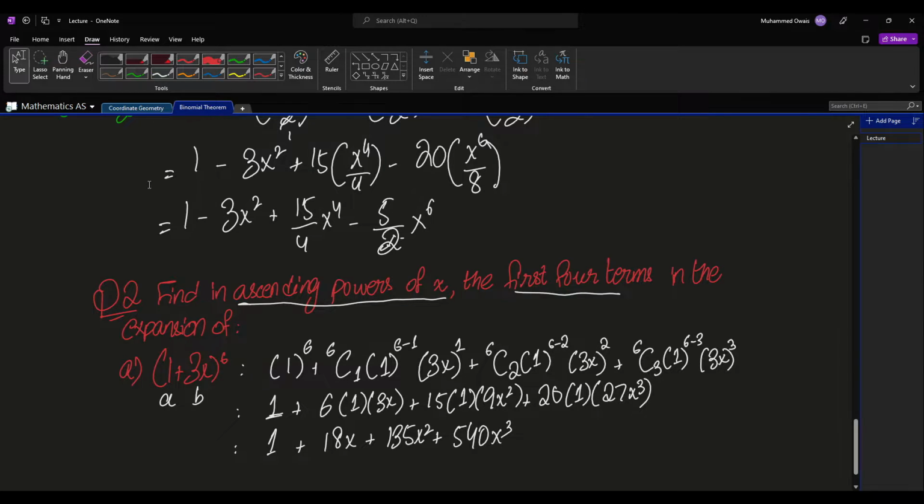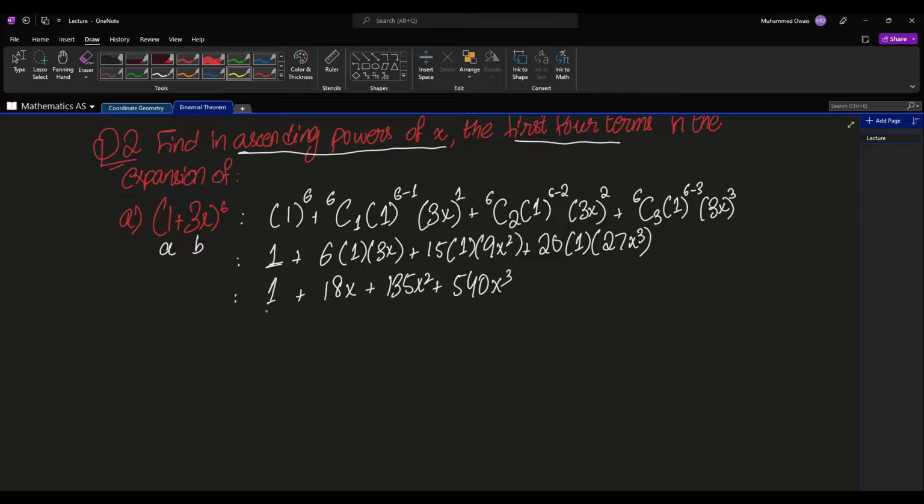We have our first four terms once again. The first term, the second term, the third term, and lastly the fourth term. And once again, as you can see, the powers of x are increasing in ascending order. See, x power 1, x power 2, x power 3, increasing in an ascending order, small to big. Now then, let us do another part.